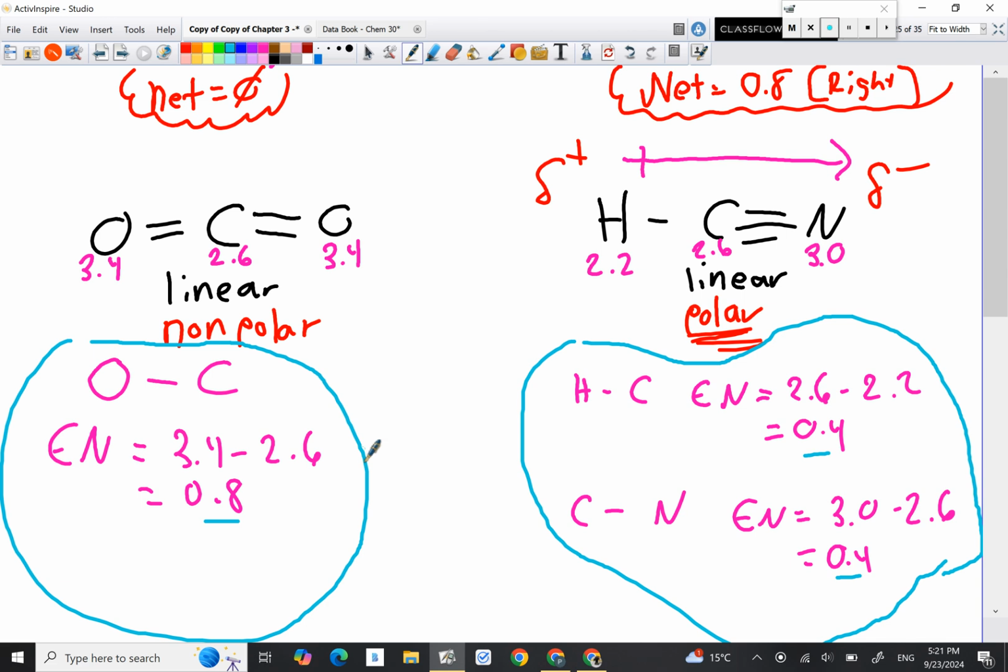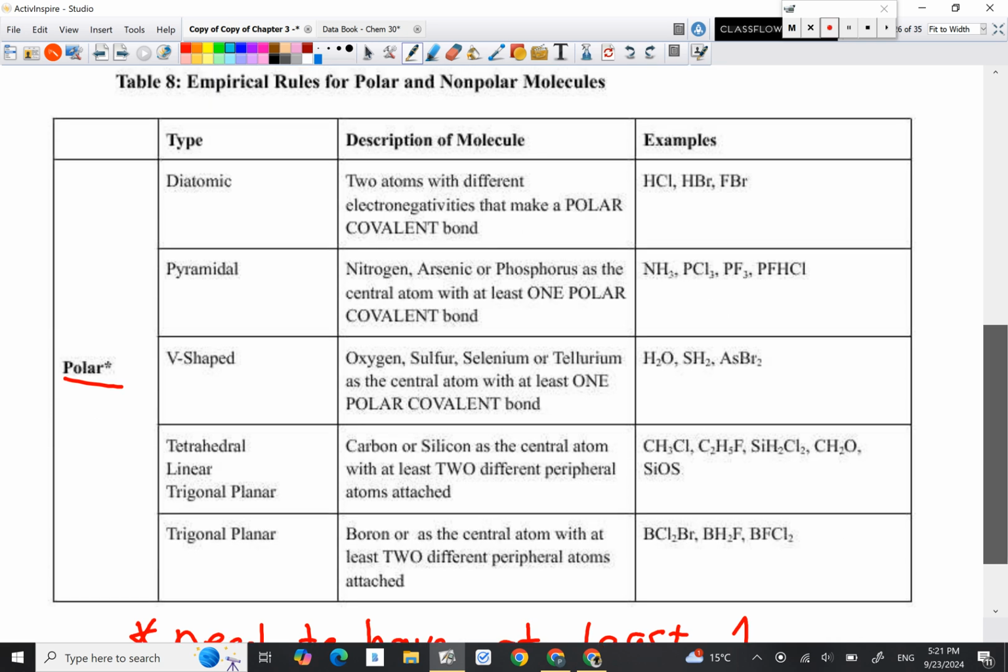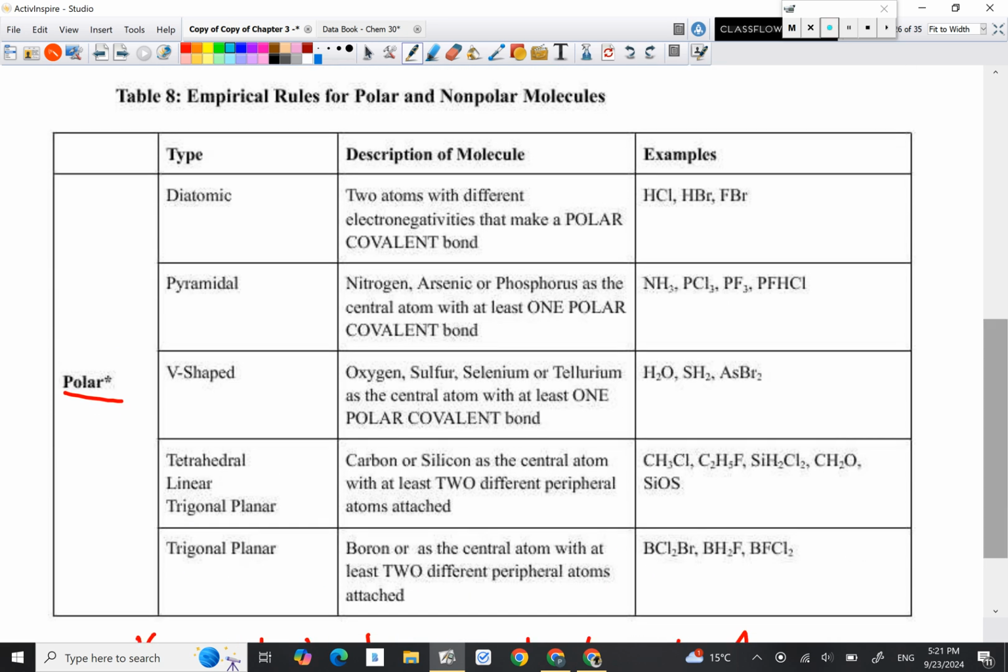Now, if we have a molecule that has all nonpolar covalent bonds, if we don't have an unequal sharing of the electrons in a bond, it's impossible to have it in the molecule. So this is always step number one in finding a polar molecule: checking the electronegativity differences. Once we have that, then we're going to be looking at the shape.